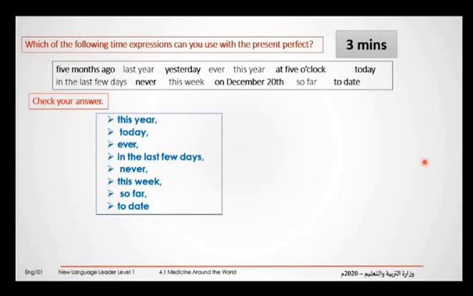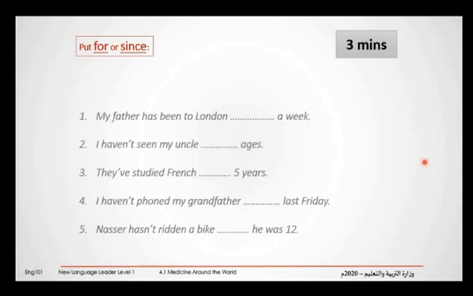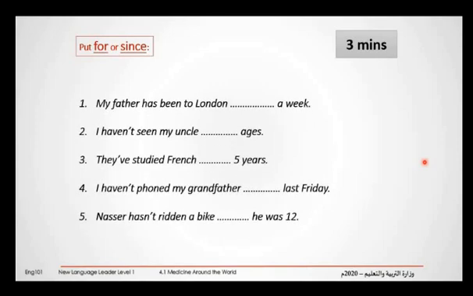Now, let's look at another exercise, with the use of for or since in the present perfect. Read these sentences and try to put the correct word. Do we use for or since?